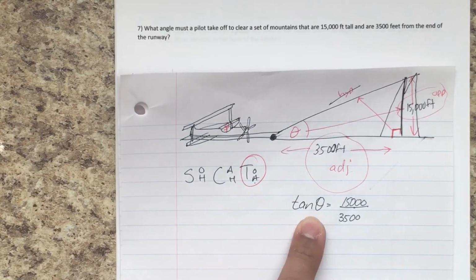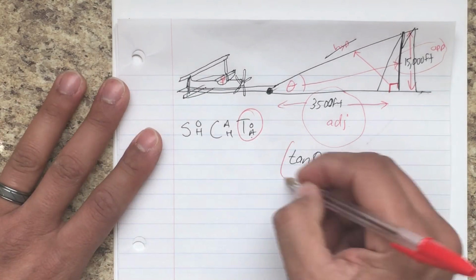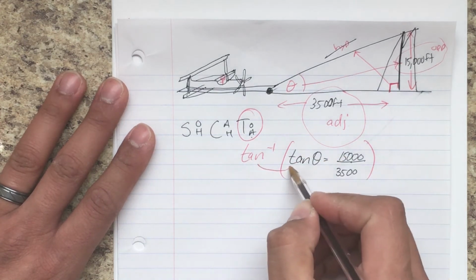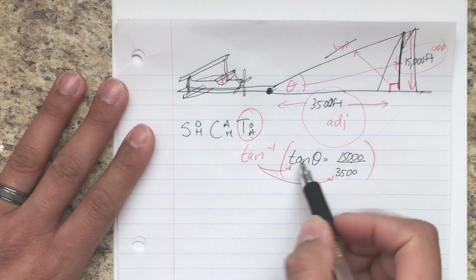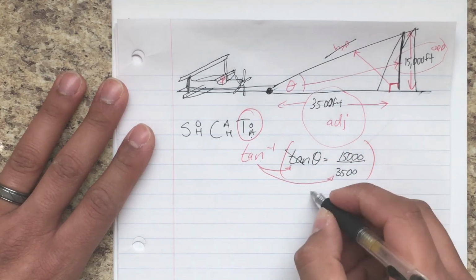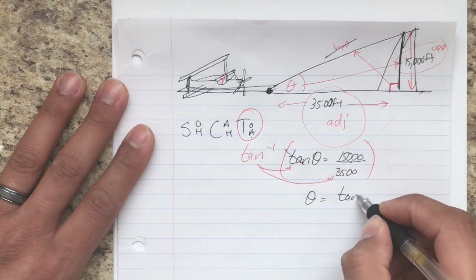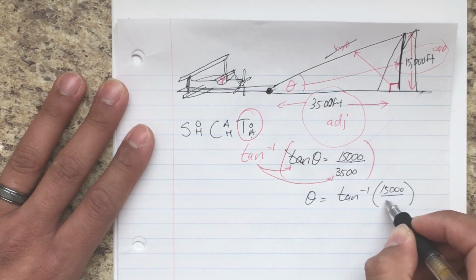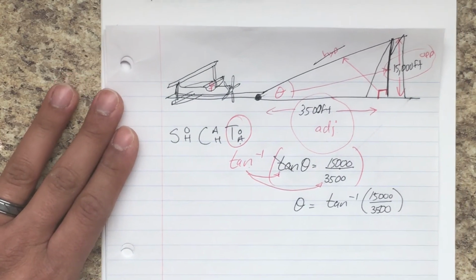And if I have to find the angle, I need to pretty much get rid of the tangent. So how do you get rid of the tangent? Well, the opposite of a tangent is a tangent inverse. You have to do that to both sides of your equal sign. So tangent inverse of tangent, that's going to cross that out, leaving you with theta equals tan inverse of this side. So let's write tan inverse of 15,000 divided by 3,500. And I'm going to plug that into my calculator.